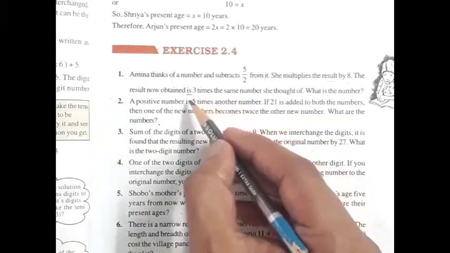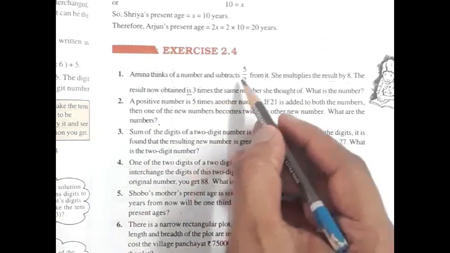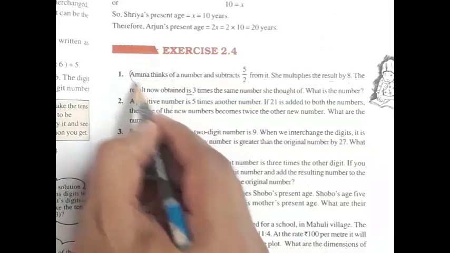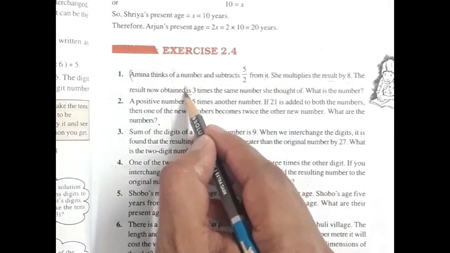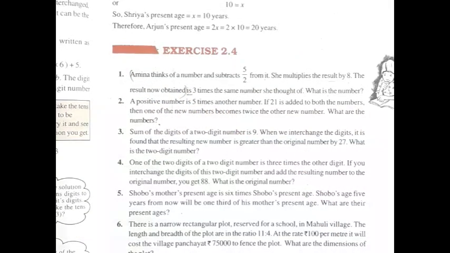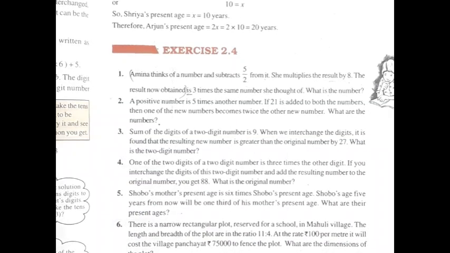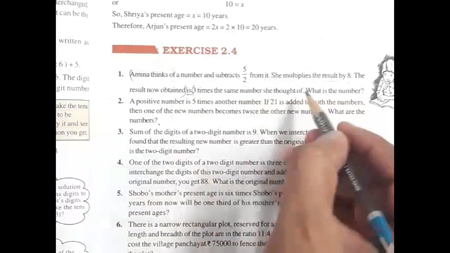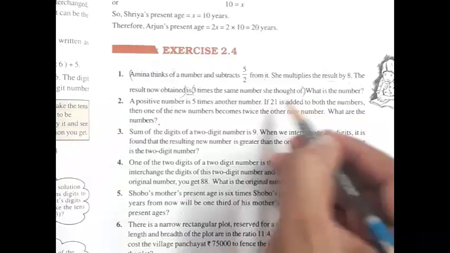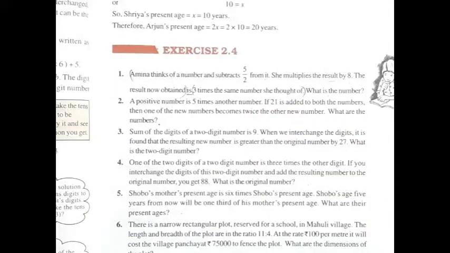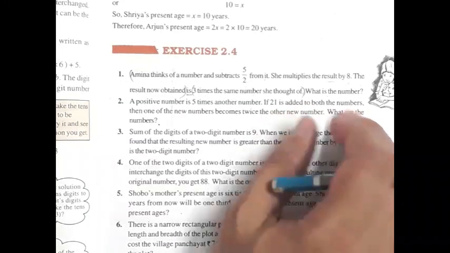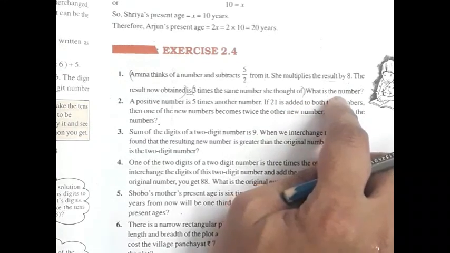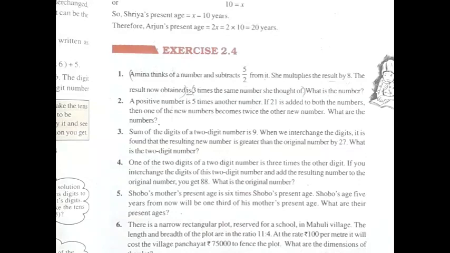That means, from here to here the information is pointing to the LHS side, and the continuation is discussing the RHS side. RHS is 3 times the same number she thought of. That means 3 times the same number she thought of, and what is the original number? X. Then they are asking us to solve for the value of x. So let us check.